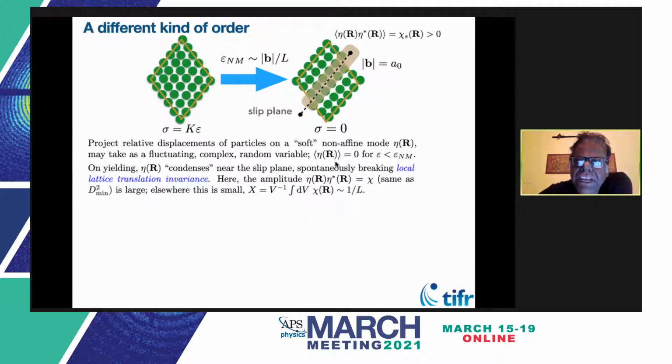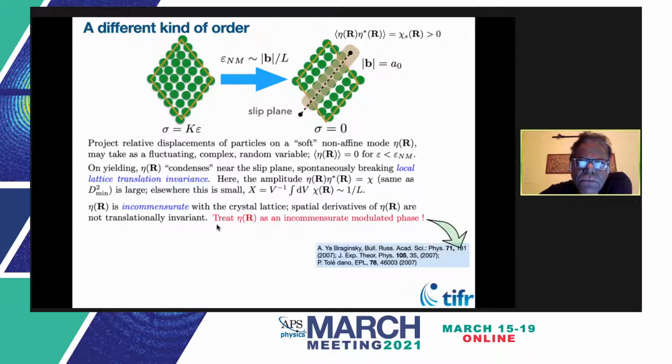invariance. Now, the interesting thing is that the amplitude of this mode is very large at the slip plane, but almost zero elsewhere. So if you were to calculate an intensive order parameter, it goes to zero as 1 by the system size. Okay. Our only innovation here is to realize that this order parameter is actually incommensurate with the crystal lattice, because any wavelength of variation of this order parameter is decided by the shape of the crystal and the deformation. So we treat this as an incommensurate modulated phase.